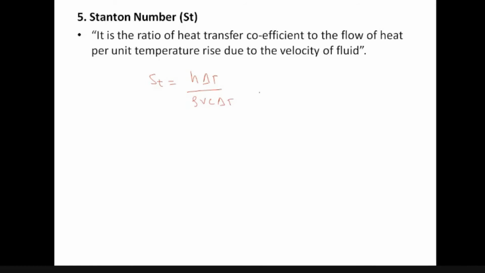And finally, another way you can also write it is hL by k upon rho VL divided by mu, into mu Cp by k. You can again get the same formula, and in this way you can find it out. The Stanton number you can write as Nusselt number upon Reynolds number and Prandtl number. So it again establishes a correlation between the dimensionless numbers.